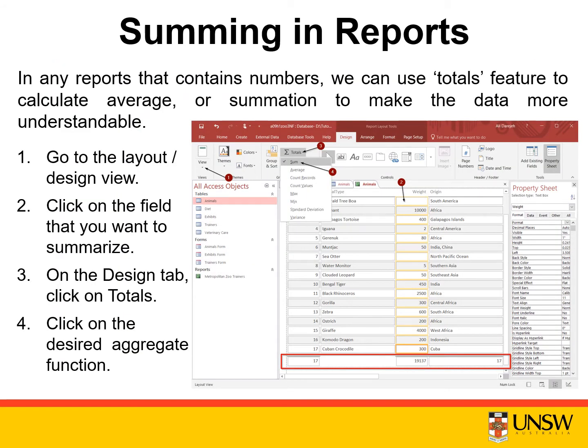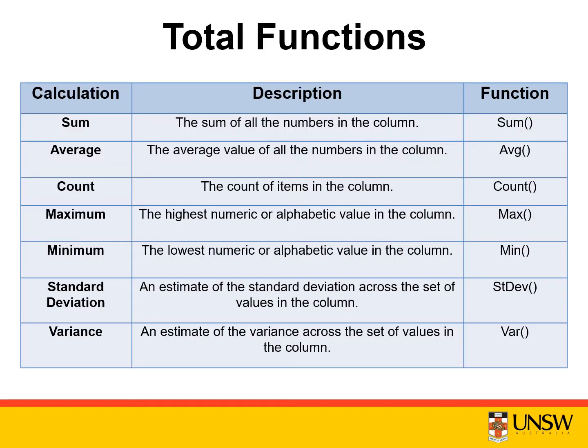When you have a column that is filled with numerical values, you can calculate the total of that column with the use of the Totals feature. To do this, click on the desired column, then click the Totals button and select the desired function. As you can see in this slide, there are different functions that can be used to calculate the total of the numerical columns. You can calculate summation or average of the column values, count the number of values, find the highest or lowest value, and calculate the standard deviation or the variance of the values.